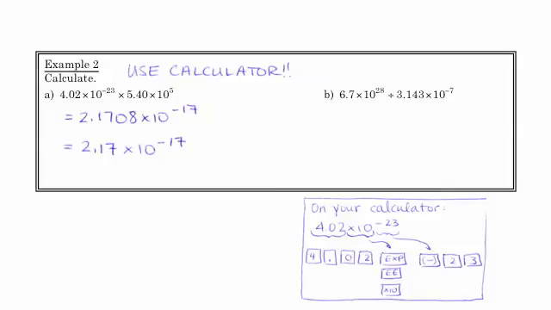In example B, we have 6.7 times 10 to the 28, and we're dividing by 3.143 times 10 to the minus 7. In your calculator, if you're doing this along with me, it should give you 2.13172 times 10 to the 35. And of course, there are two significant figures in the first number, so we want to round this off after two significant figures, and we'd keep 2.1 times 10 to the 35.